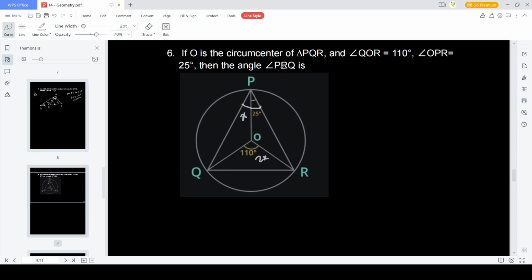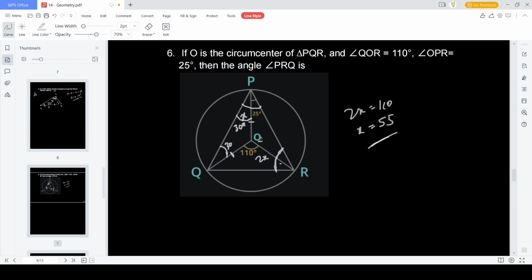So they're asking the value of PRQ. PRQ is this angle. They want this angle. Now we know that this is x, this is 2x. If 2x is equal to 110, x is nothing but 55. So this angle is 55, so this small angle will be 30 degree. Then again let's see this triangle OPQ. OP equal to OQ because it's a radius, so opposite angles are equal. This angle will be 30 degree, because this is 30.